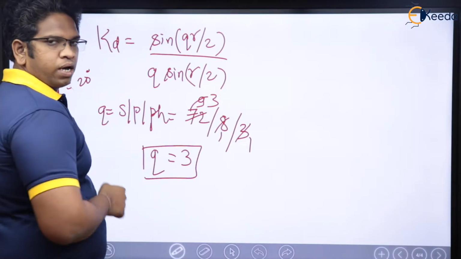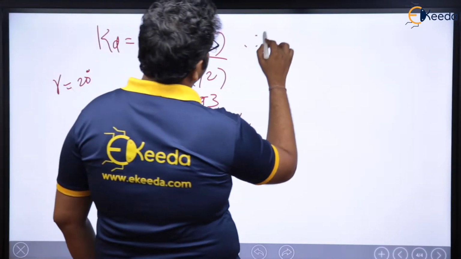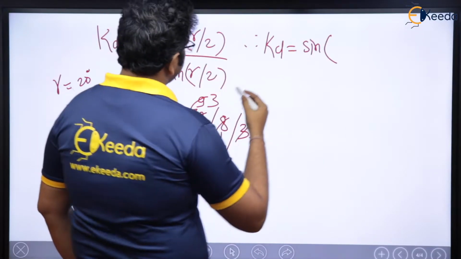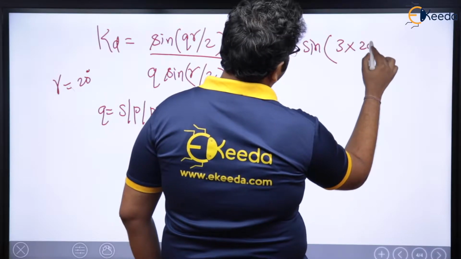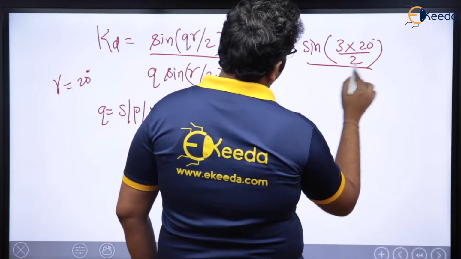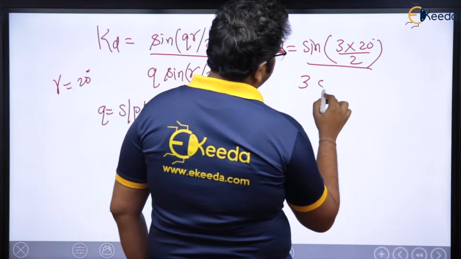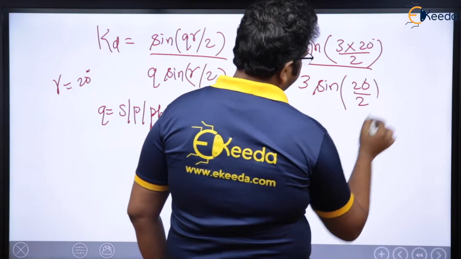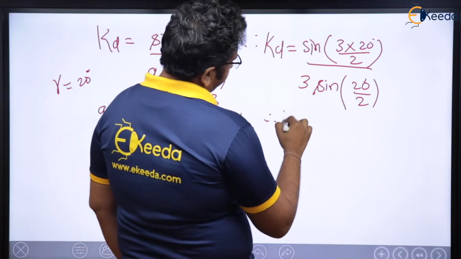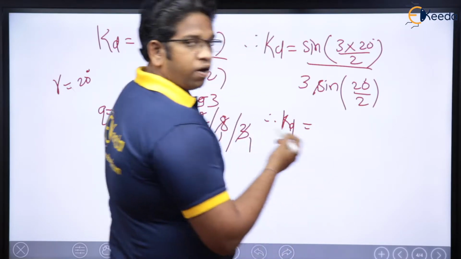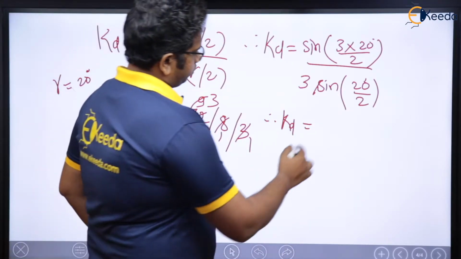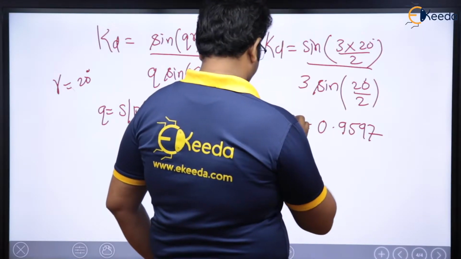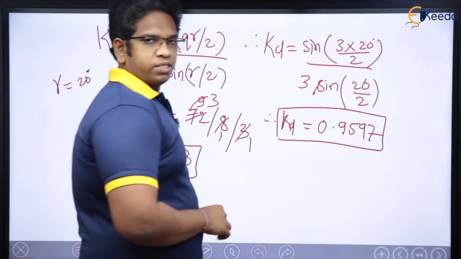You know the value of Q, you know gamma. Let us find Kd. Therefore, Kd is going to be sine of Q gamma by 2, that is 3 into 20 degrees by 2, divided by Q sine of gamma by 2, that is 3 sine of 20 by 2. The answer you get here after solving is Kd equal to 0.9597. This is nothing but Kd.